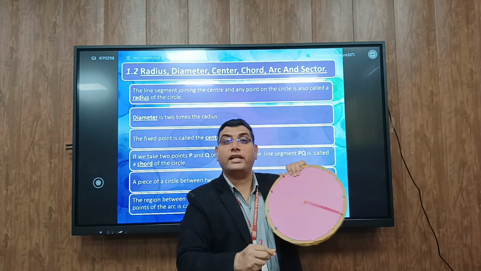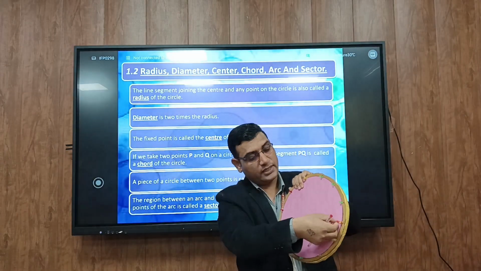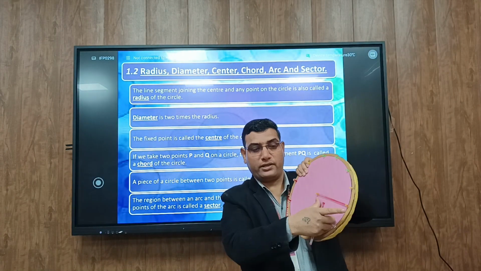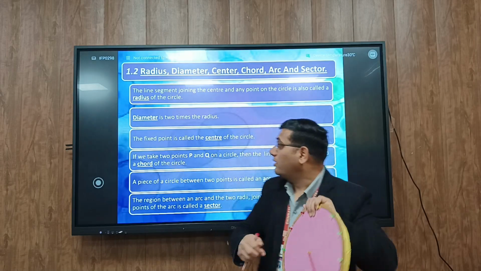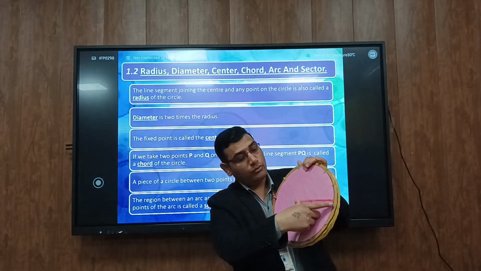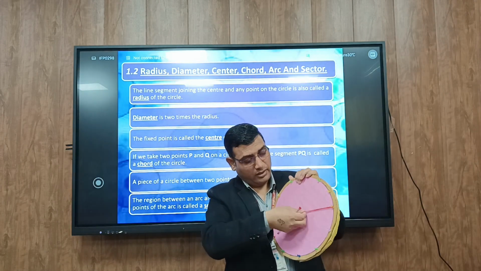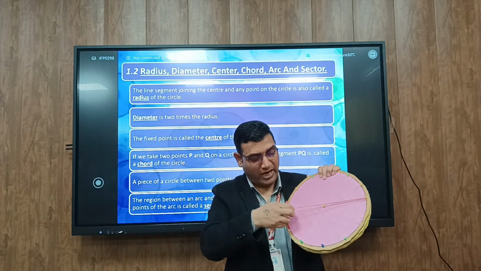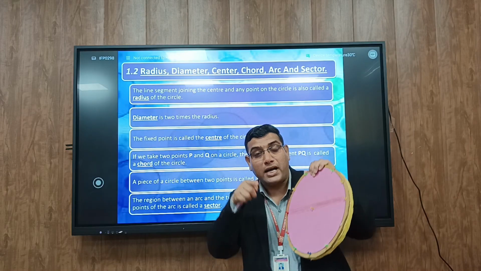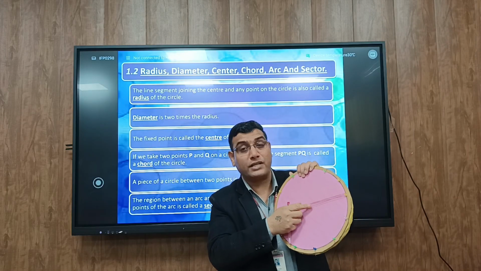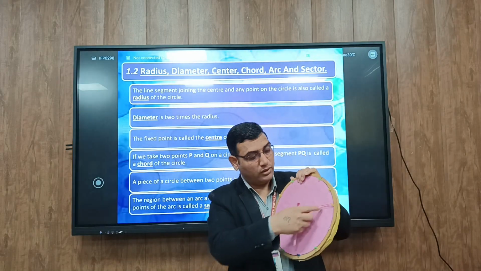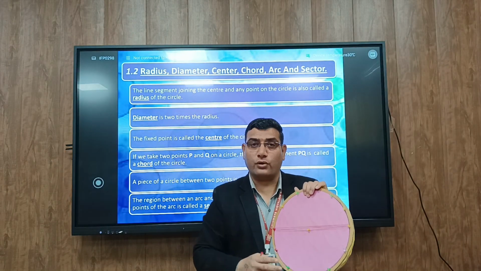All the radii of a circle are of equal length, r. From the center to all the points on the circle, this length is equal, right? A diameter is two times the radius. The line segment which passes through the center of the circle is called the diameter. The diameter is also a chord.